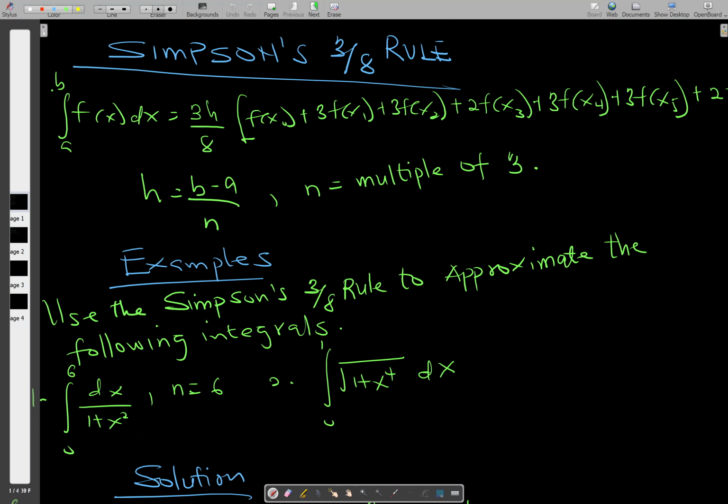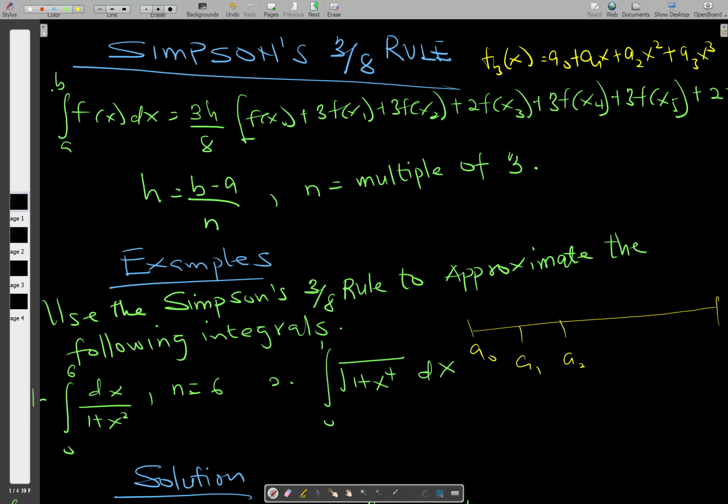third order polynomial function of the form a0 plus a1x plus a2x squared plus a3x cubed. Okay, so for a third order polynomial function, we will have 4 points. Okay, so we have a0, a1, a2, a3. Okay, so we have 4 points, and you realize that we are getting how many segments? 1, 2, 3. Okay, so we have 3 segments.